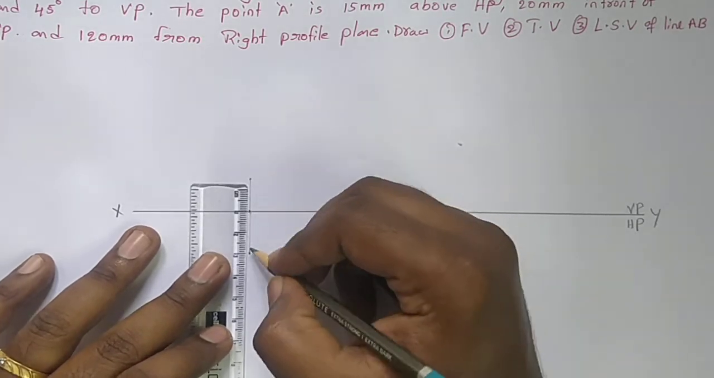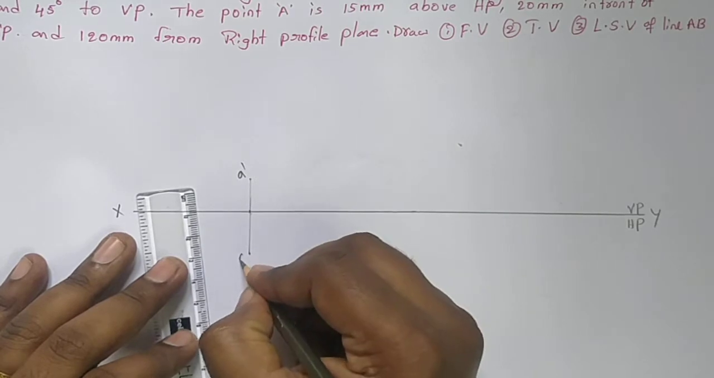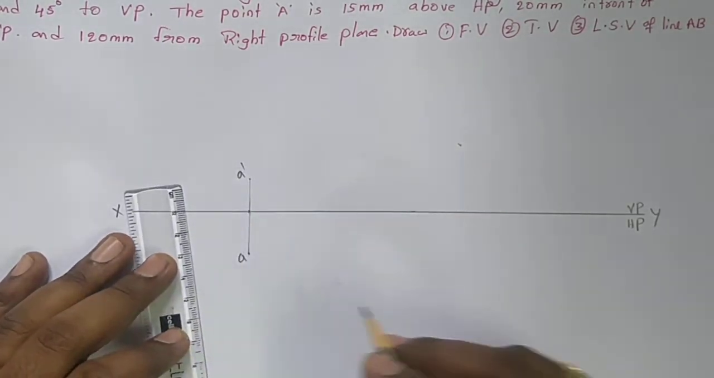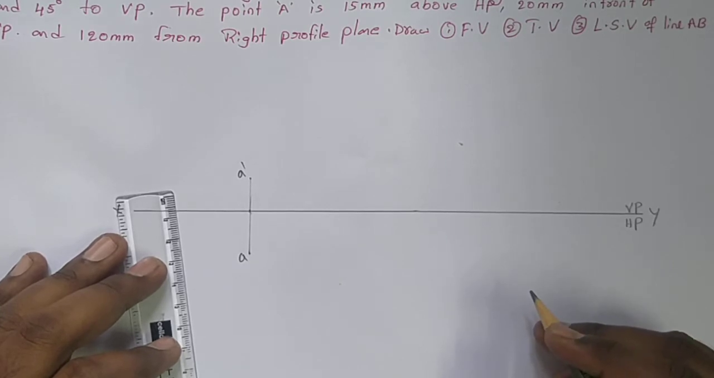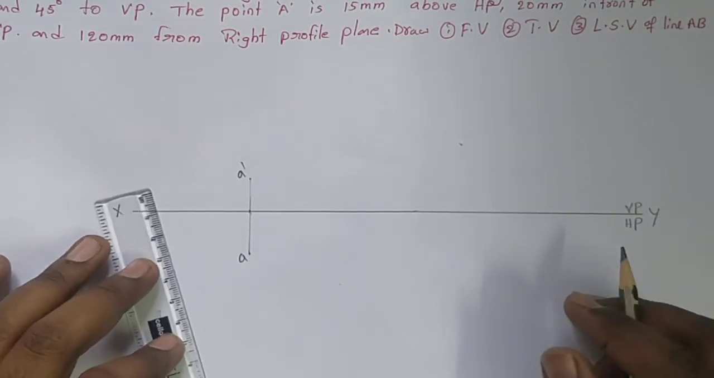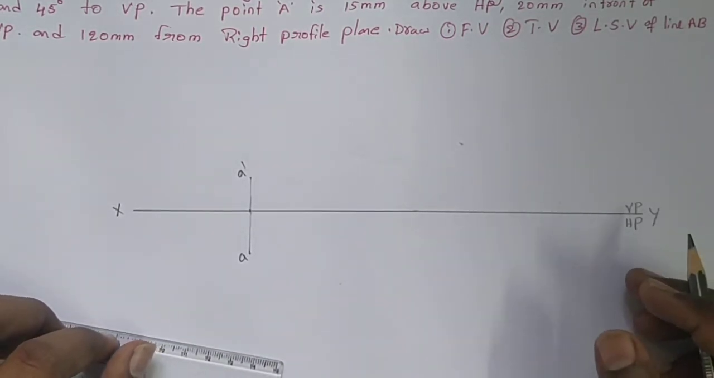Now we located the points A dash and A. A dash is the front view of the line. Next, A is the start point of the line, top view. Okay, we need to draw the next point, that is the end point of the straight line, B.